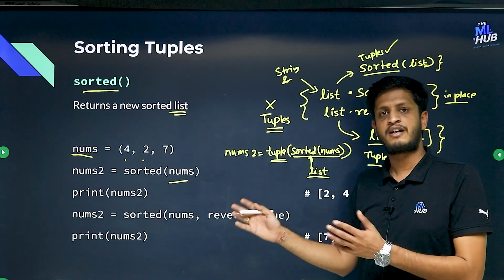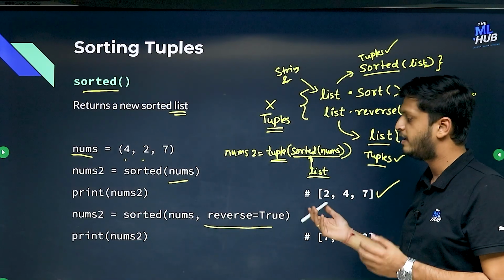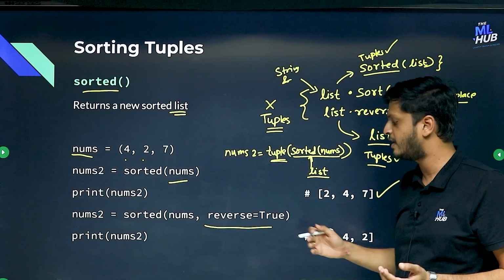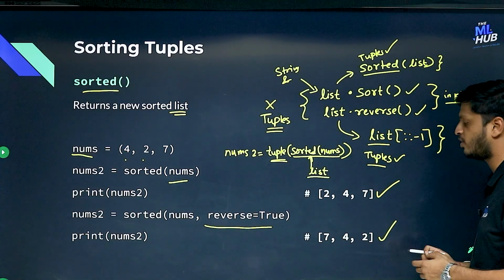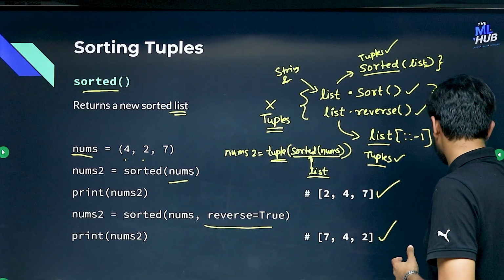And if you want to sort in reverse order, you can use the sorted function and pass the argument reverse is equal to true. It will sort it in reverse order, which means descending order. So the list will be 7, 4, 2 now. So this is how you can sort a tuple using the sorted function.